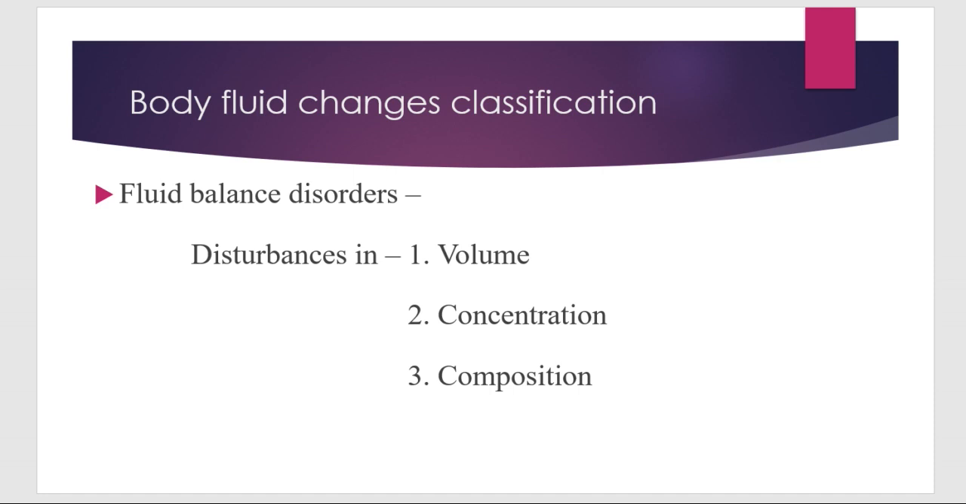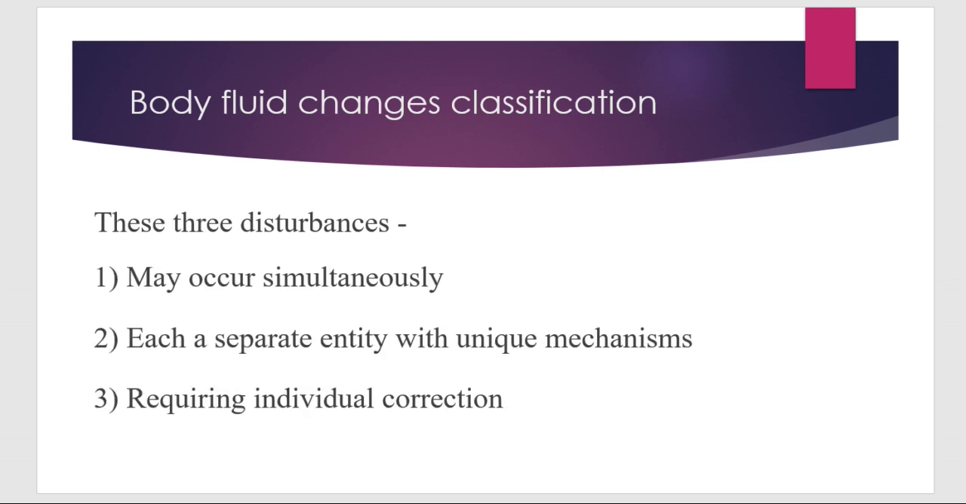So body fluid changes can be classified in these three varieties: the disturbances in volume, disturbances in concentration, or disturbances in composition. In this video, we'll just restrict ourselves to the basic concept of disturbances in volume. Later on, we'll go through the other two classifications. Now the important thing is these three types of disturbances in body fluid environment may occur simultaneously, each having a separate unique mechanism, and that's why they require individual correction.